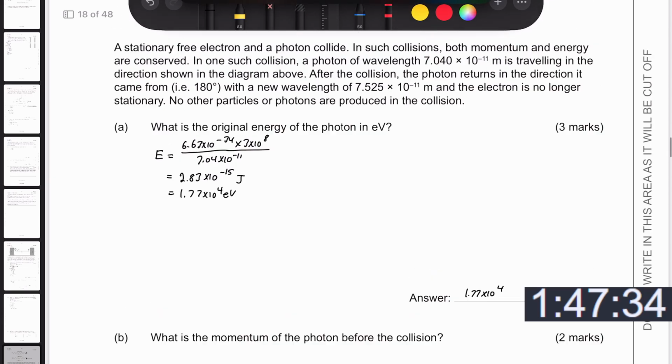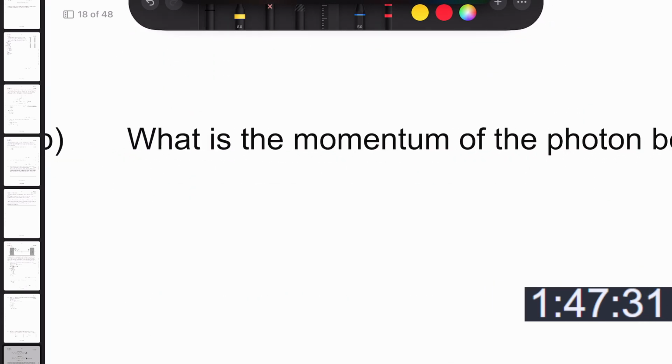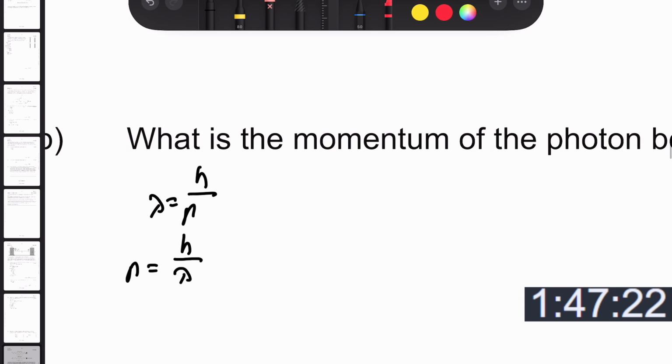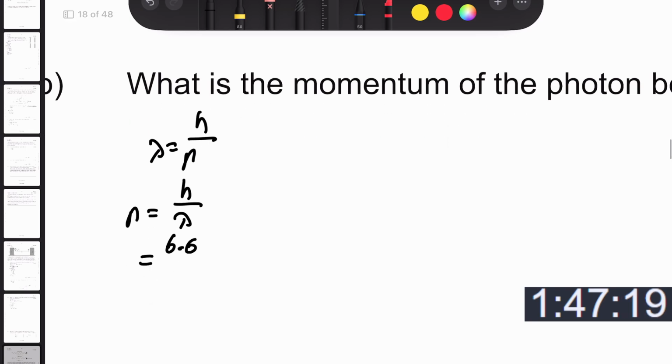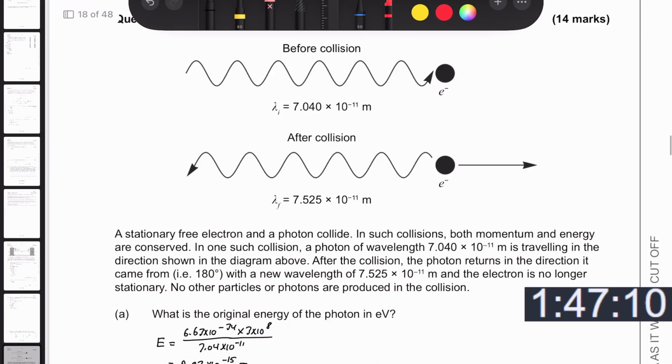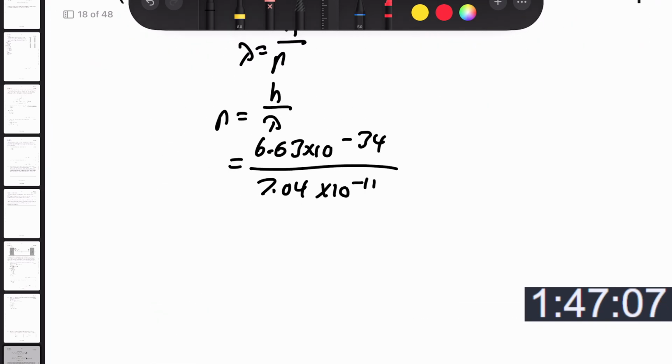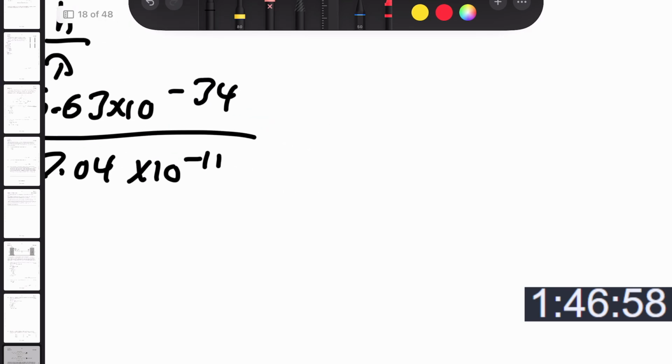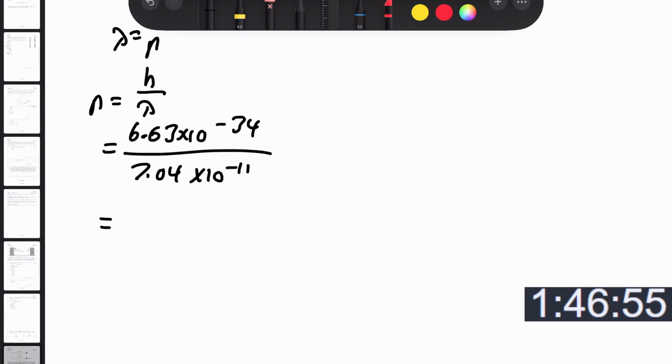What is the momentum of the photon before the collision? So then we know that lambda equals h over mv, or p. So then p is equal to h over lambda. So it's going to be 6.63 times 10 to the negative 34 over 7.04 times 10 to the negative 11. So this is 9.42 times 10 to the negative 24.